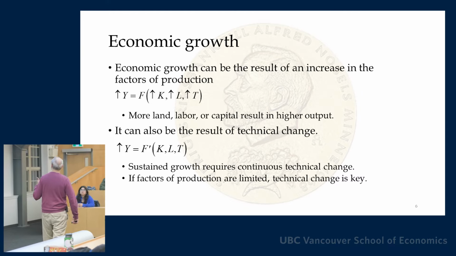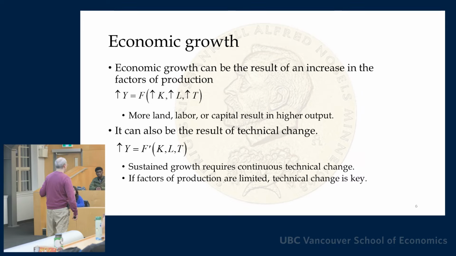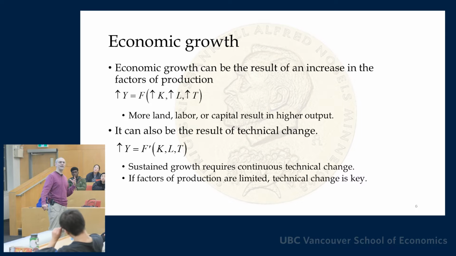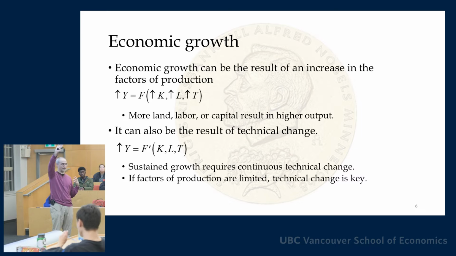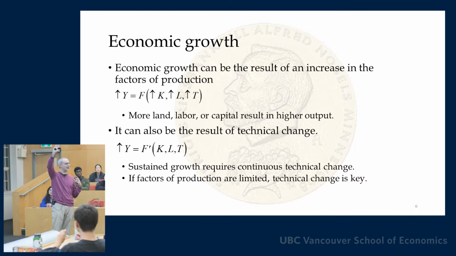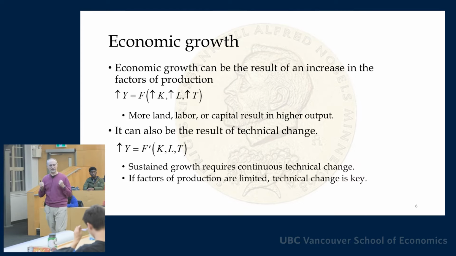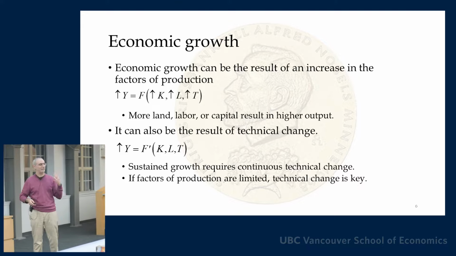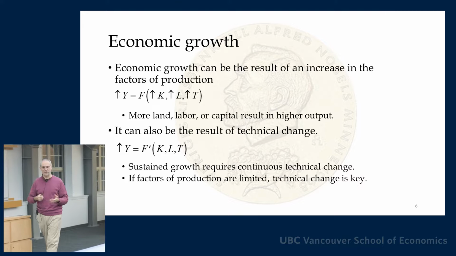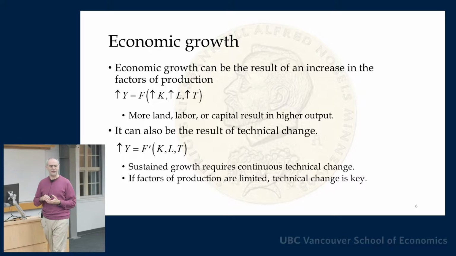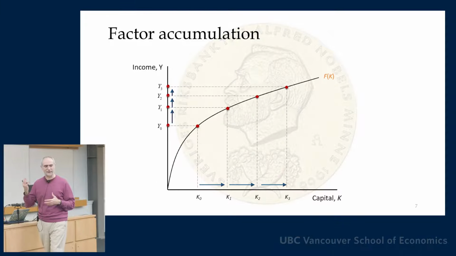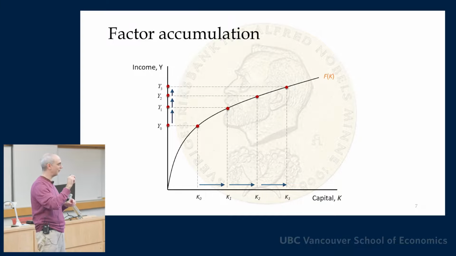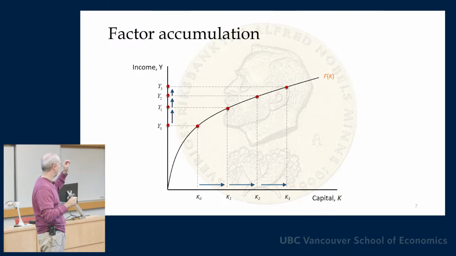okay? But we can also have output increase because of technical change. That is, we do not modify the amount of capital, labor, and land, but we change the shape of the production function. We shift it upwards, and that gives us more output, okay? So this is what growth via factor accumulation works. We have capital on the horizontal axis, income on the vertical axis, and as capital grows, income grows.